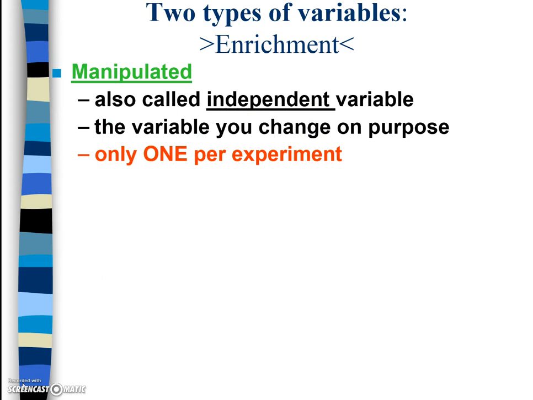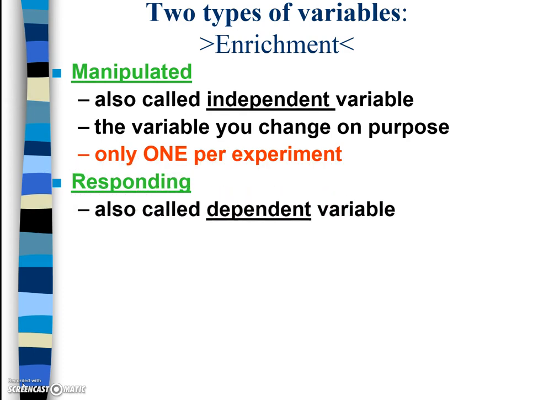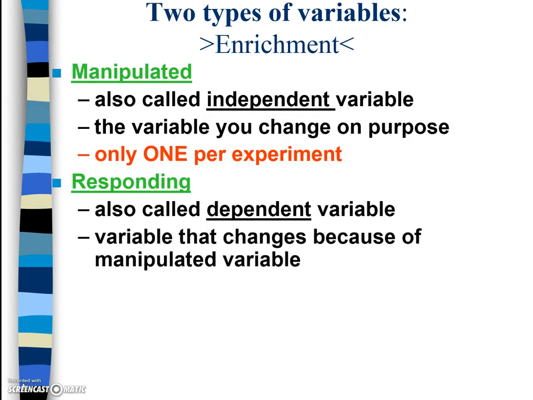So let's just say, again, you're trying to see which plant is going to grow higher or more. You're not going to change the amount of sunlight and also the amount of water you give them, or you're not going to change the amount of sunlight and also the type of soil, because then you don't really know what is causing the plant to grow more than the other. So you always want to have just one independent variable. The next one is the responding variable. This is also called the dependent variable.